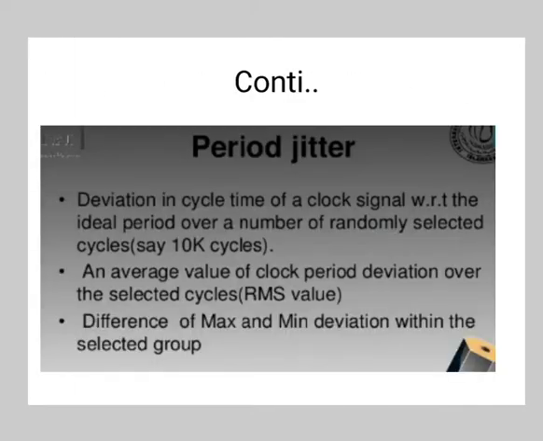So what is period jitter? It is the deviation in the cycle time of the clock signal with respect to the ideal period over a number of randomly selected cycles, say 10k cycles, and the average value of clock period deviation over the selected cycles, that is the RMS value. Also the difference of max and minimum deviation within the selected group.